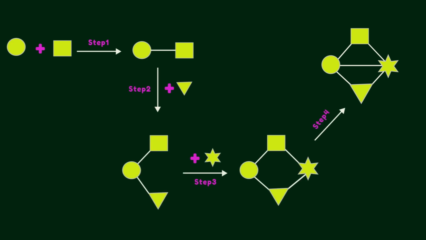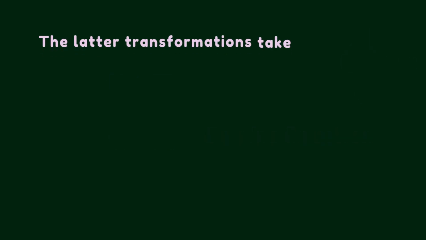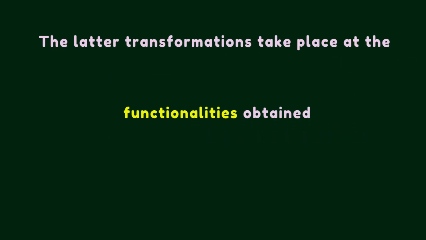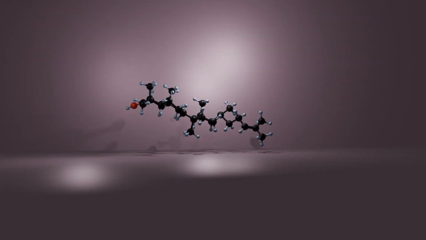In contrast, modern synthesis enables us to form several bonds in just one process without the addition of any further reagent or catalyst, and without changing the reaction conditions. We have defined this type of transformation as a domino reaction. In analogy with domino games, in a domino process, the later transformations take place at the functionalities obtained in the former bond-forming reactions. Domino reactions are not a new invention.